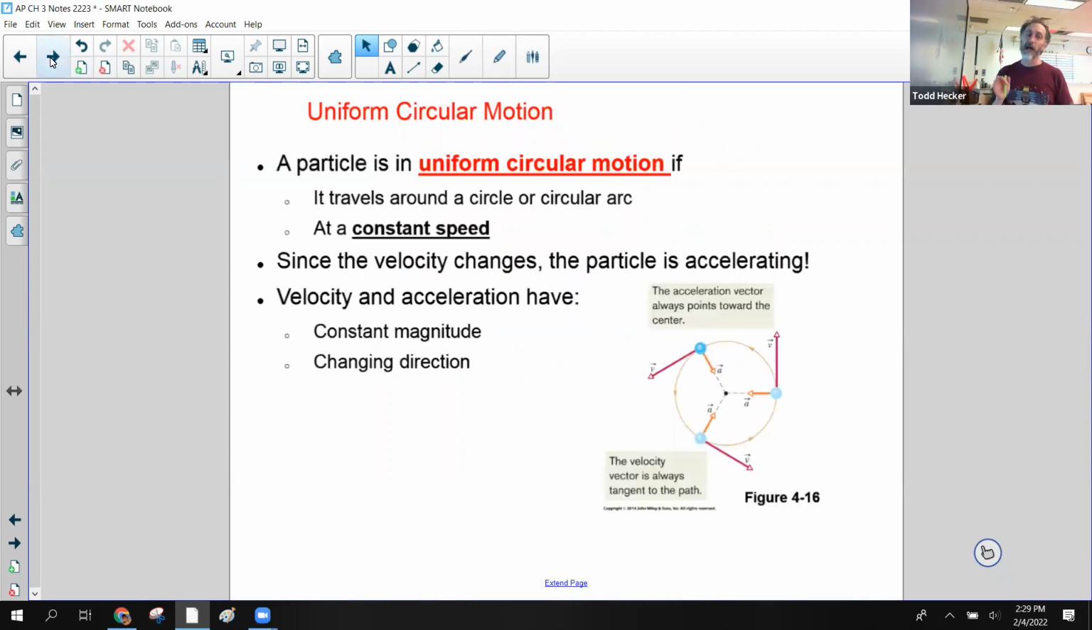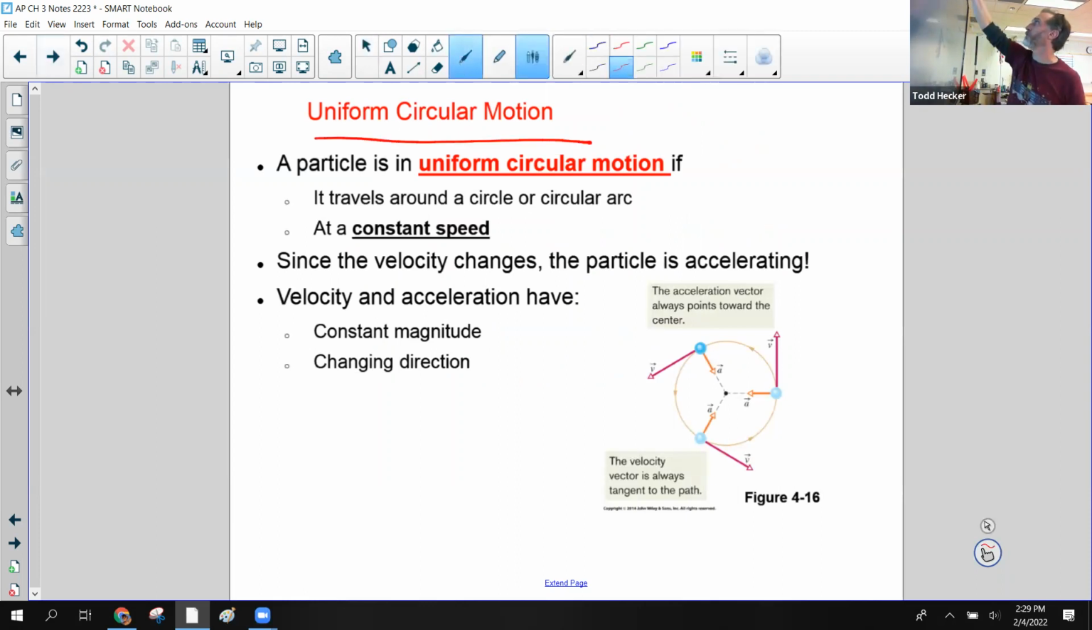All right, so last year when we did this, we learned about what is called uniform circular motion. Uniform circular motion is motion in which your object is traveling in a circular path at a constant speed. They're not speeding up, they're not slowing down. But remember, even if you're going at a constant speed, because your direction is always changing, that means your velocity is always changing. And as a result, your object is still accelerating.